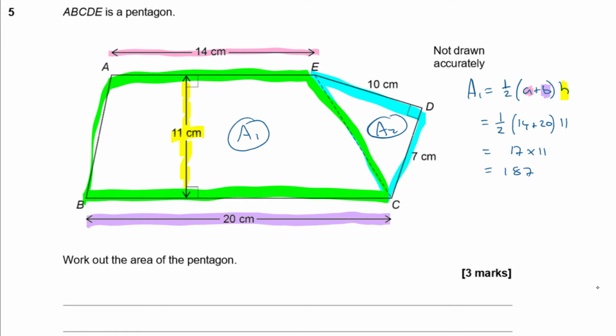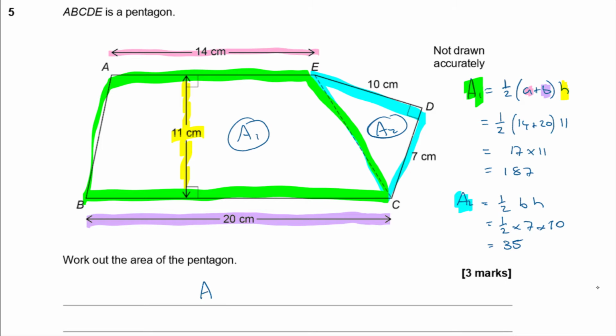That's the trapezium. Okay, so let's move swiftly on. Let's have a look at A2, the blue one. Now A2 is a triangle, and the formula for the area of a triangle is just half base times height, where base and height don't necessarily have to be the bottom line and the one going up. They're just the two lines that are perpendicular to each other. So in this case, it's going to be 7 and 10, isn't it? So it's going to be half times 7 times 10. Half of 10 is 5. 5 times 7 is 35. So area 2 is 35.